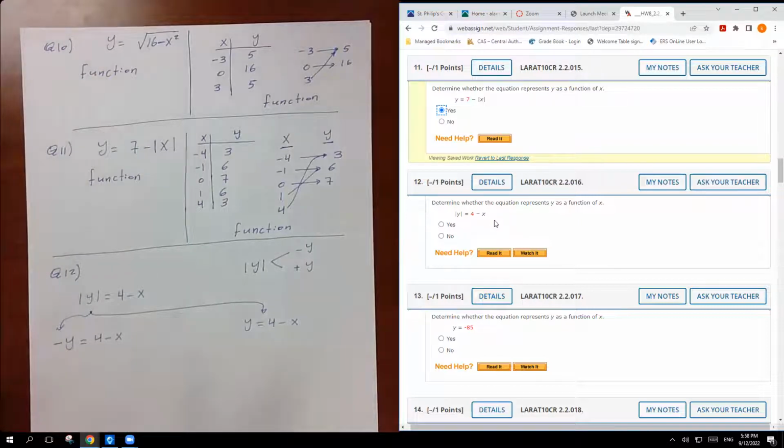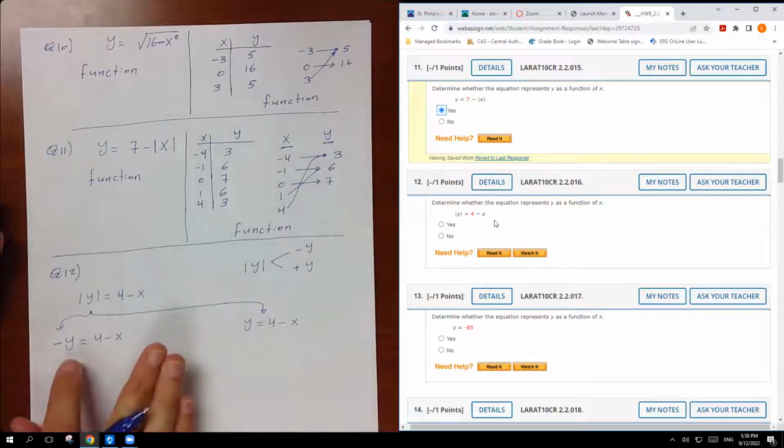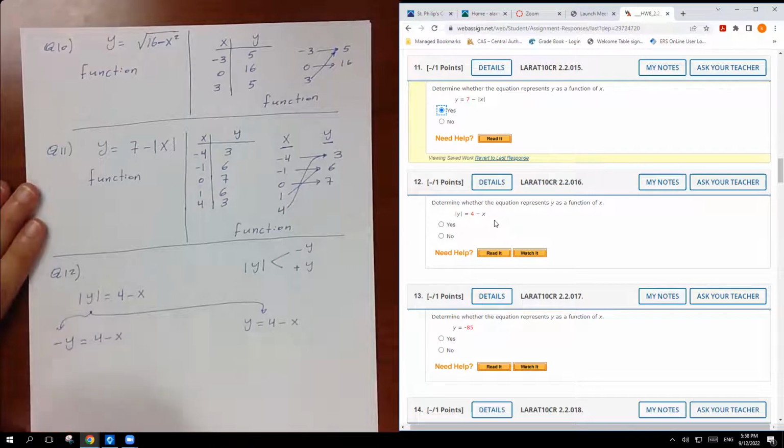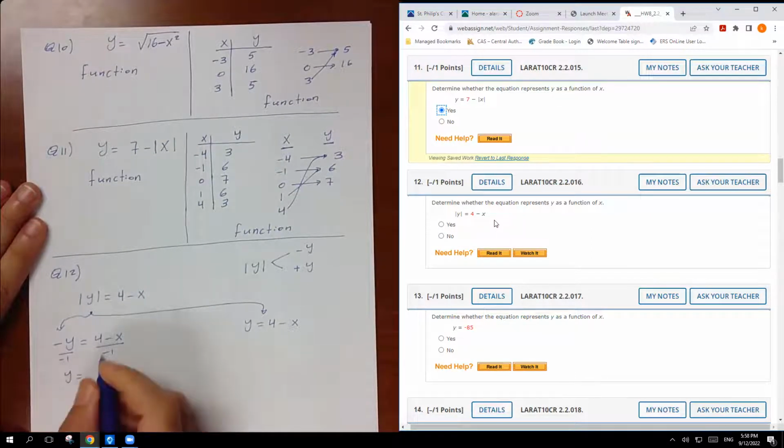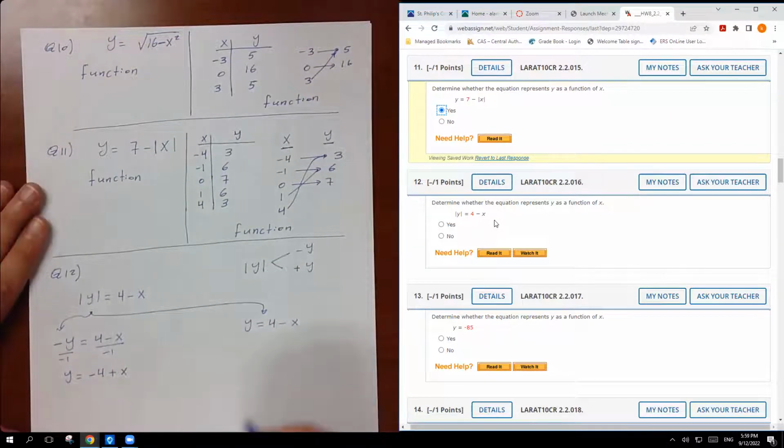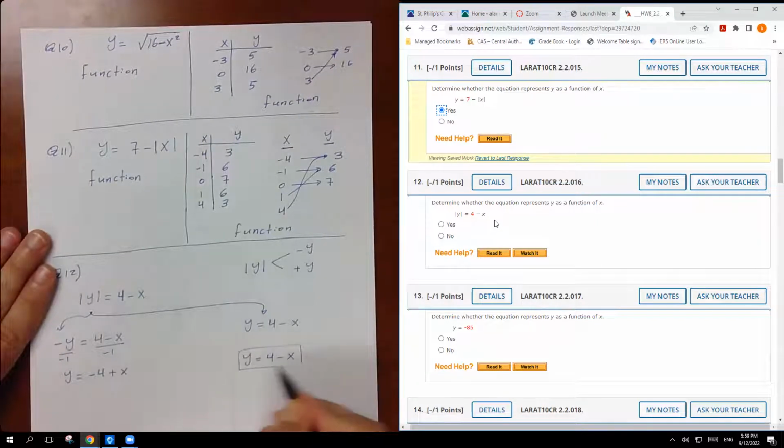Or if you want to just keep it like this, let's solve it for y, to keep the y here by itself. I'm going to divide by -1, and divide this one by -1. So y is going to be equal 4 divided by -1 is going to be -4 plus x, because negative x divided by -1 is going to be positive x. On this side, it's going to be the same thing. Y equal 4 minus x. It's already solved. Now I'm going to work on this one and check.